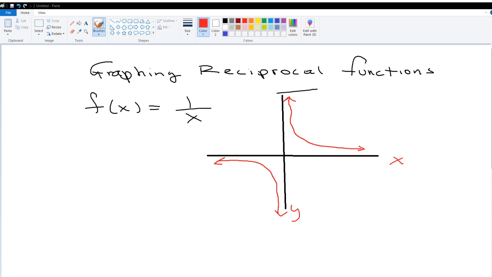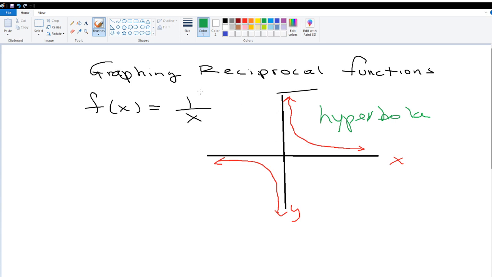Okay, students, in this video we are looking to graph reciprocal functions. y equals 1 over x, and this is what that graph looks like. It's basically two graphs in one, and the official name given to a graph like this is a hyperbola.